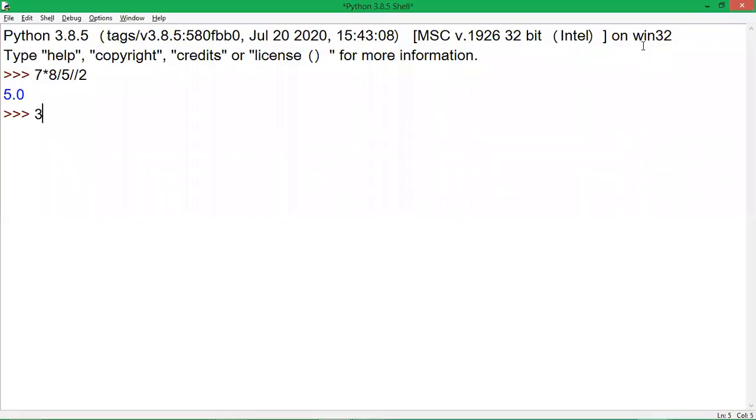3 exponent 3, again exponent of 2. So we are getting the result as 19683. Let us check with the next example. 6 into 3 plus 4 into 2, that is exponent of 2, floor division 5 minus 8.